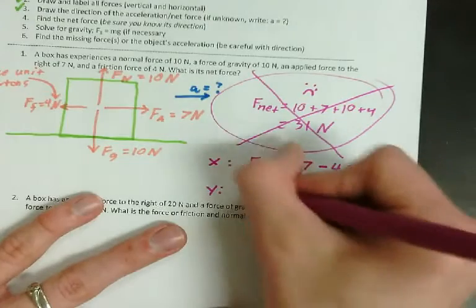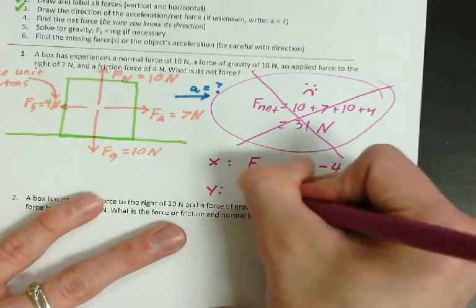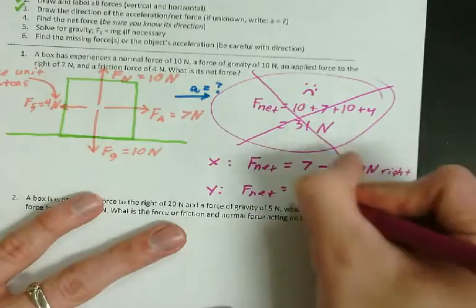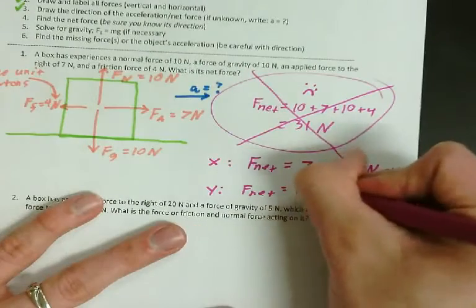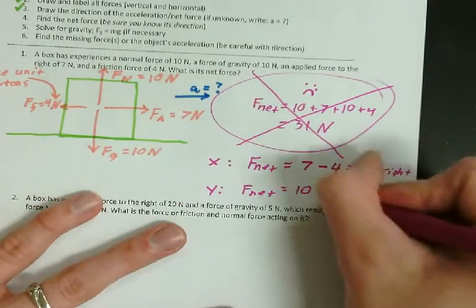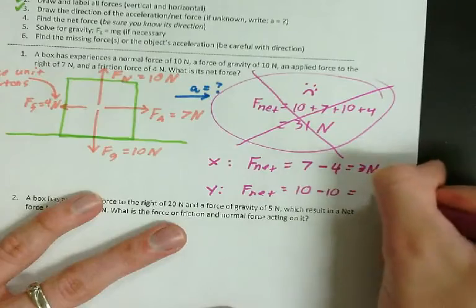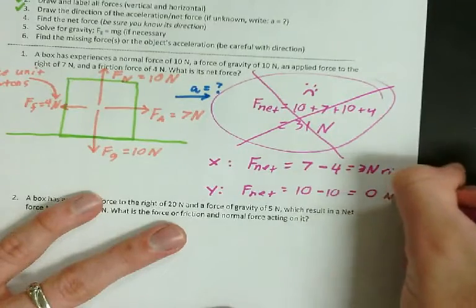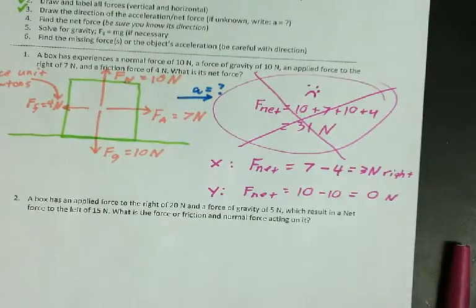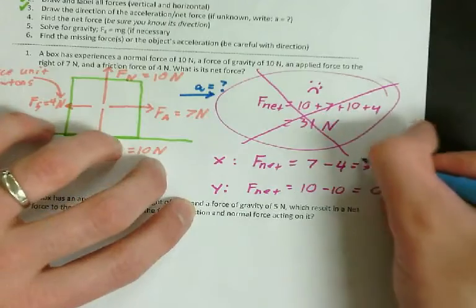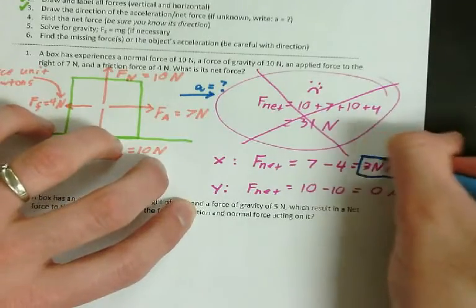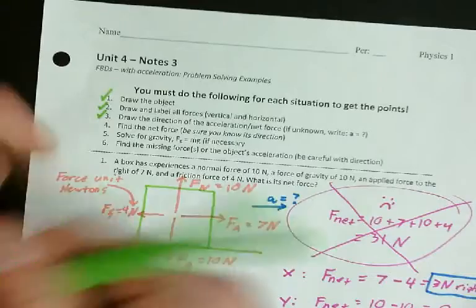Okay, let's do the y now. 10 minus the other direction, 10, gives me 0. So what's the net force? 3 newtons to the right. Yep. Find the net force. Done.